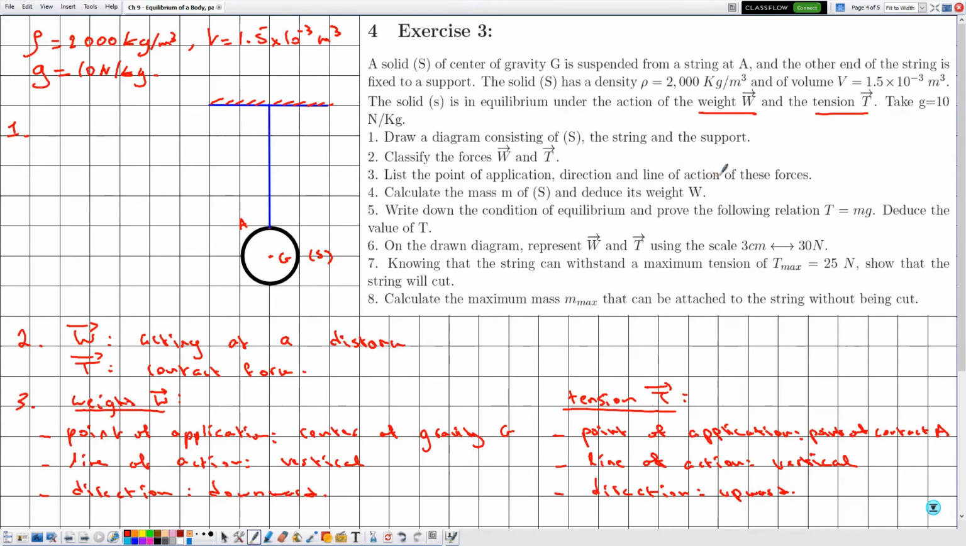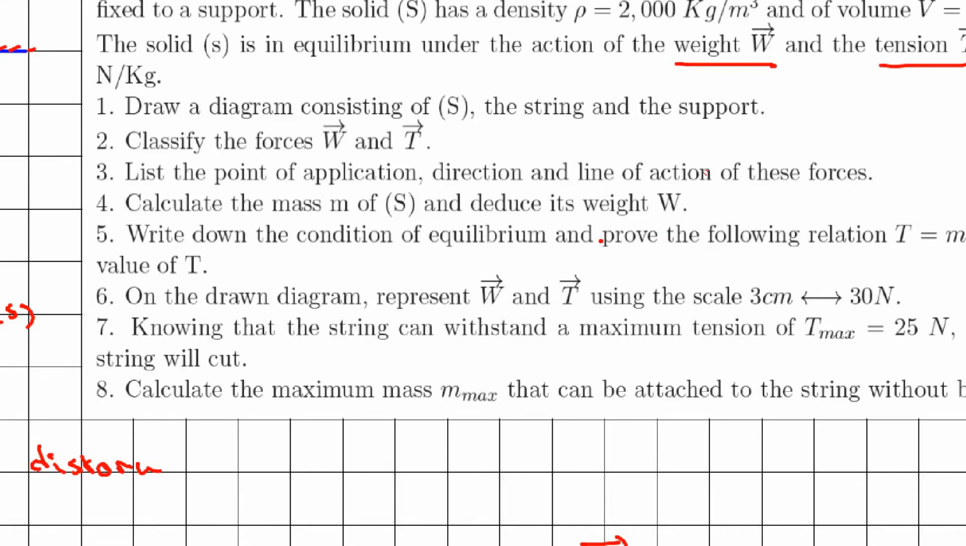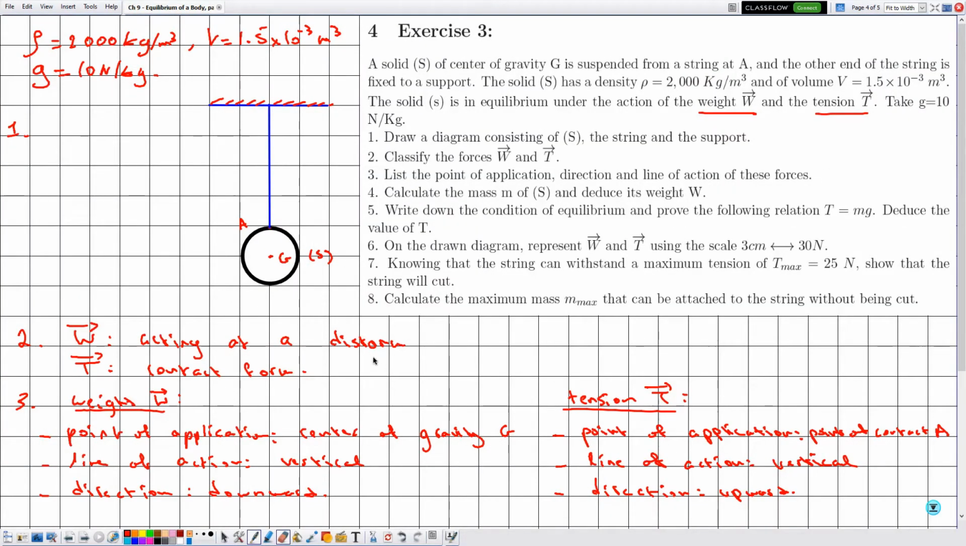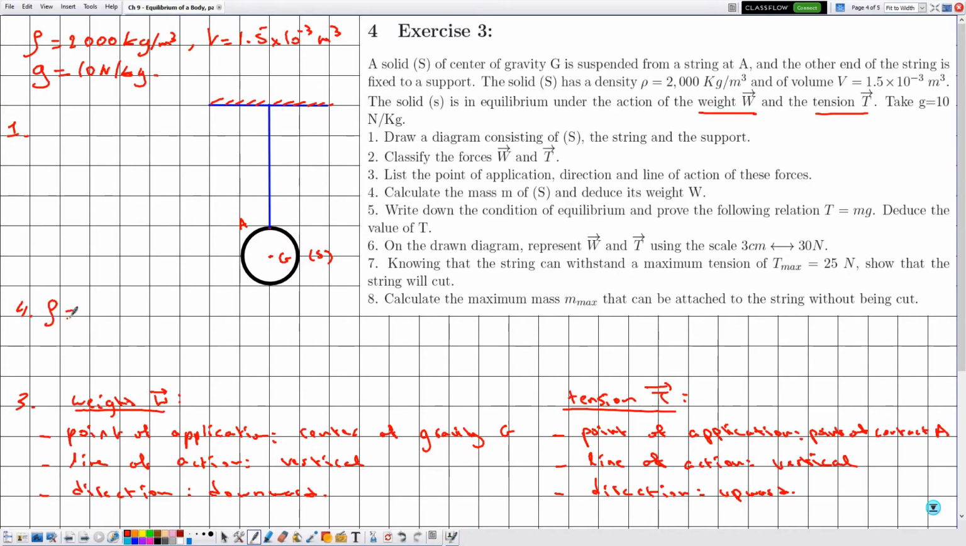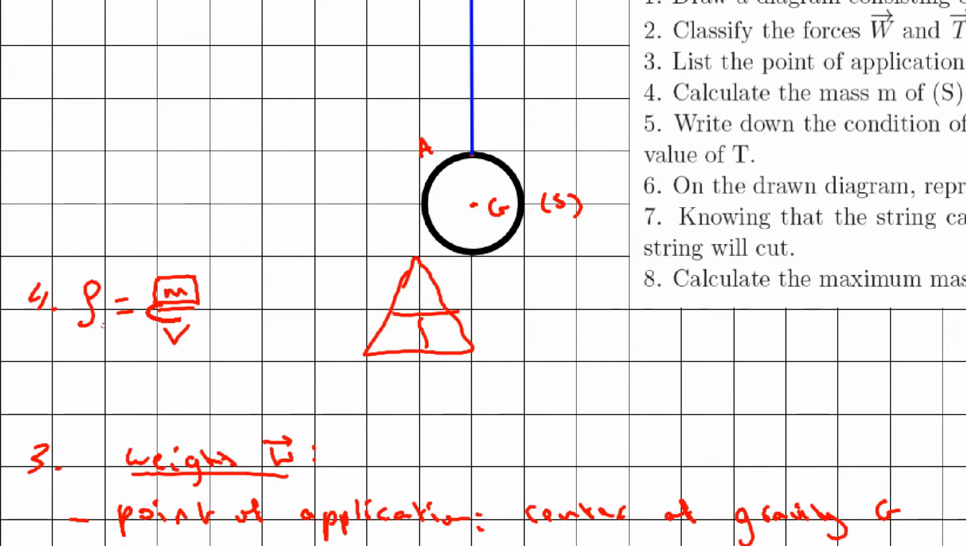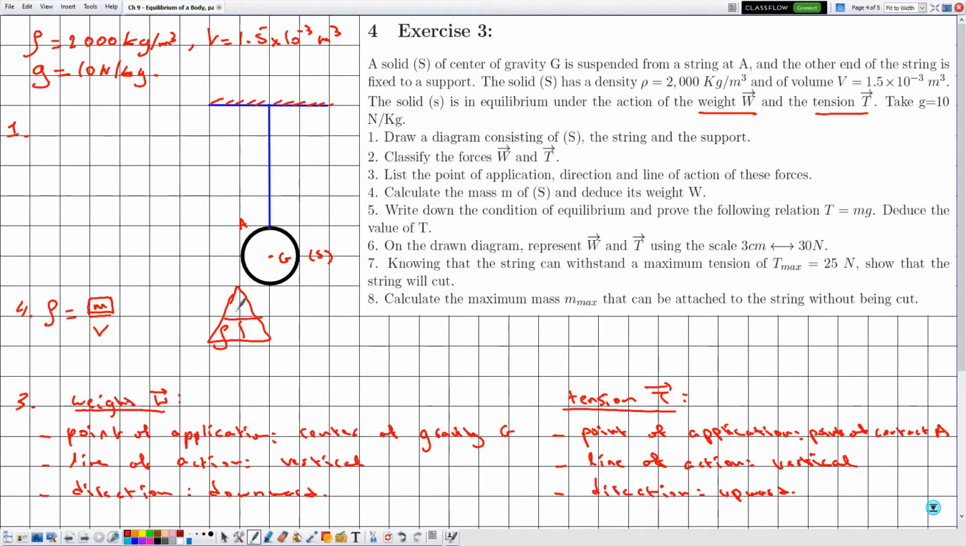They are telling us in number 4, calculate the mass m of S and deduce its weight. So the mass can be determined from the density and the volume. We know that rho is equal to m over v. So we are interested in determining the value of m, constructing the triangle of this formula here because we have a division, then rho will be at the bottom, m at the top, v here, putting our hand over m.